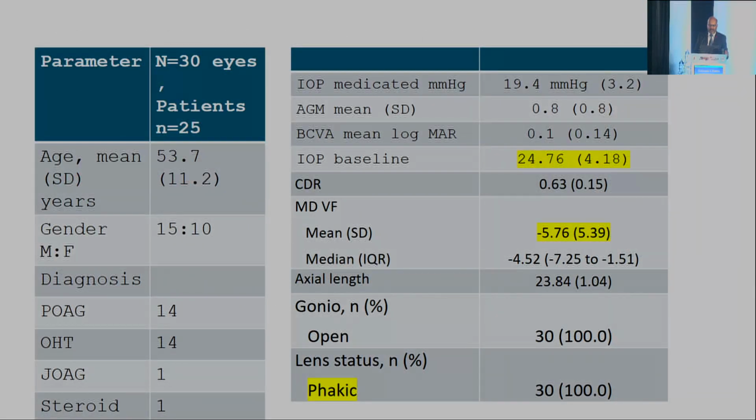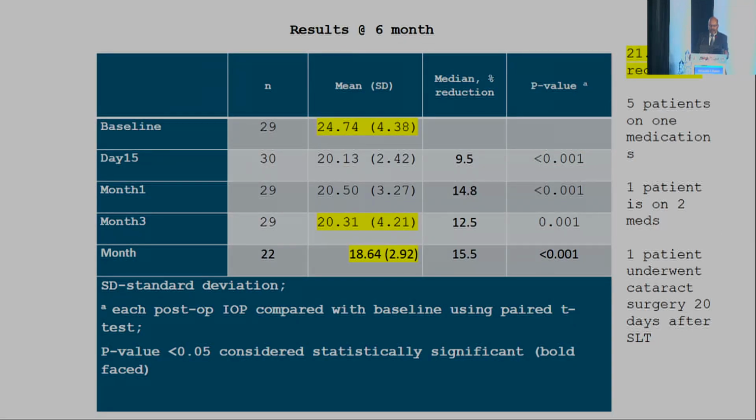The mean baseline intraocular pressure was 24.76 before medication, and the mean visual field deviation, MD, was 5.76. All 30 patients are phakic. At the end of 6 months, the intraocular pressure was 18.6 millimeters of mercury. That's quite a significant drop, almost 21%. Some of the patients are on medication. As I mentioned, this is an interim analysis, so we'll be looking into the data further. But suffice to say that SLT works very well in open-angle glaucomas and ocular hypertension.